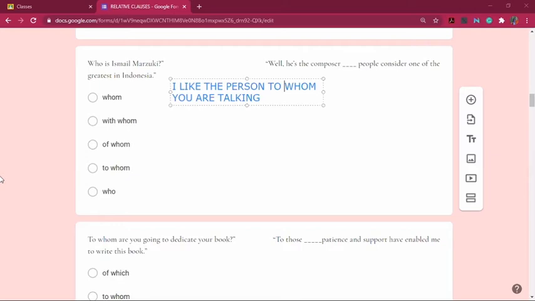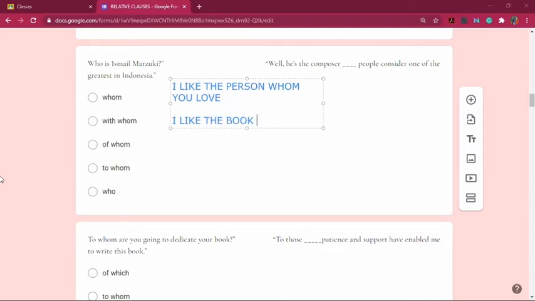Okay? But when I say, I like the person whom you love, because love never uses a preposition. So you have to say, I love you, not I love to you. So when should I use a preposition? It depends on your verb, whether your verb takes a preposition in English or it doesn't take any preposition in English.